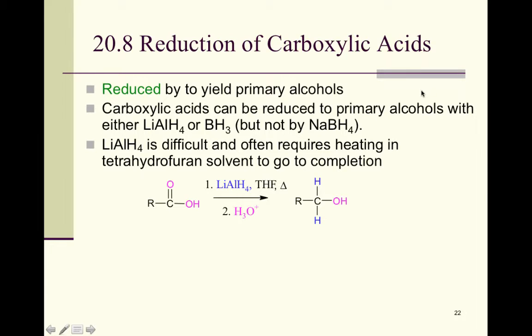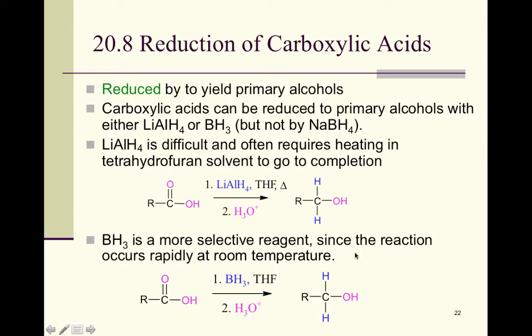Reduction of carboxylic acids. They can be reduced to yield primary alcohols. Carboxylic acids can be reduced to primary alcohols with either lithium aluminum hydride or borane, but not by sodium borohydride. Lithium aluminum hydride is difficult and often requires heating in tetrahydrofuran solvent to go to completion. Carboxylic acid, lithium aluminum hydride, THF, heat, and the second part of this reaction is the protonation.